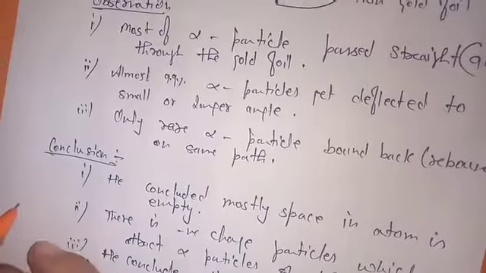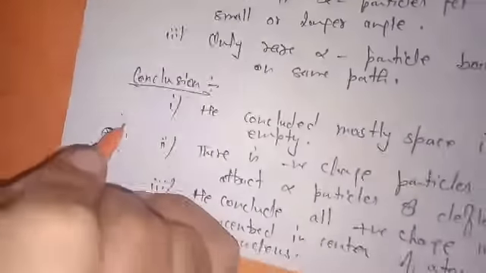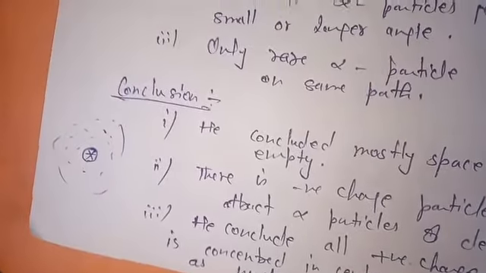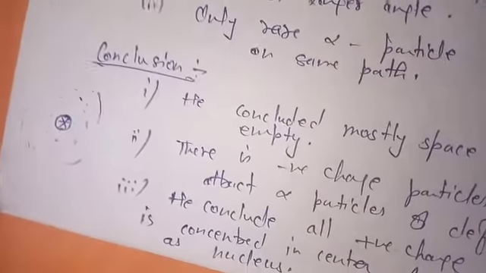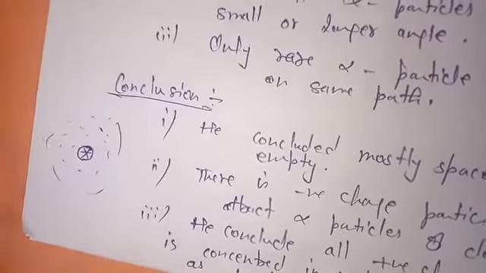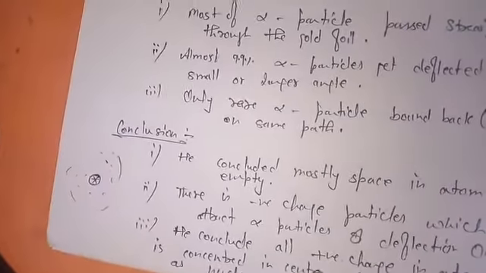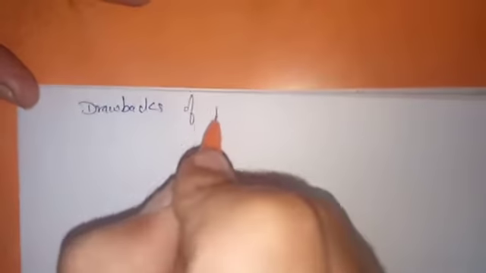On that basis you can simply draw the model of the atom: this is the nucleus in which there is positive charge, and around it negative charges are circulating, and mostly the space of the atom is empty. So this is the model given by Rutherford. But this model of atom also received a lot of blows, as many things are not explained. What are the drawbacks related to it? Let's discuss them. Drawbacks of Rutherford's model.